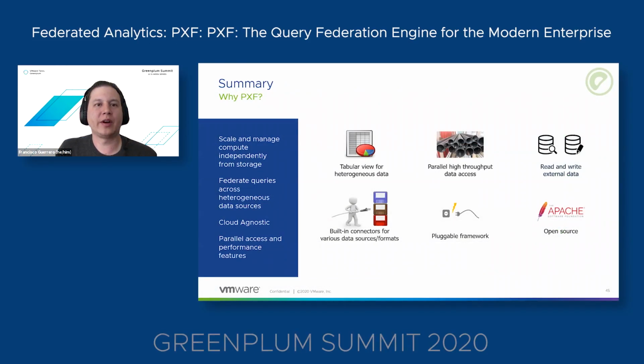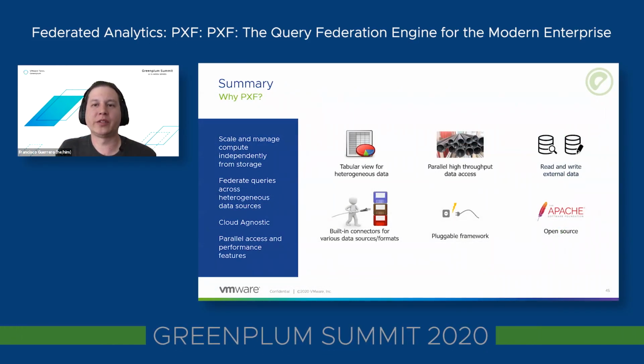So in summary, Greenplum offers the ability to query data from external sources, making it transparent for users querying this data in different formats, in different data locations and systems. And PXF offers multiple performance benefits like parallel high throughput data access, column projection, and predicate pushdown. PXF allows you to read and write data to external sources. It offers native connectors out of the box, and it is a pluggable framework, meaning that you can write your own connector geared towards your own use case. And finally, PXF is open source.